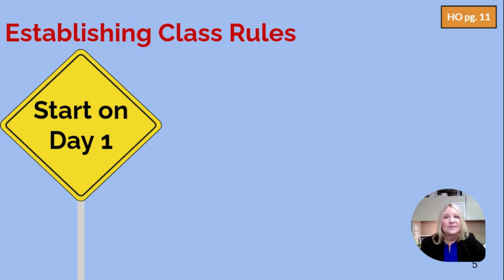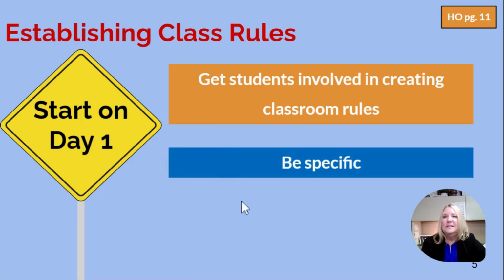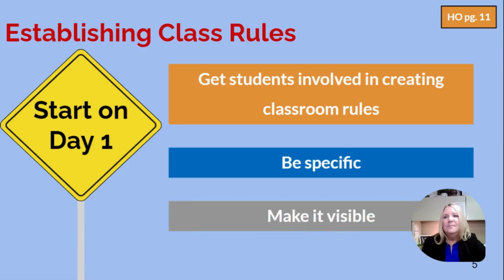So to establish those classroom rules, we have to think about that and get started on the very first day. And we want our students to get involved in helping us create those classroom rules. When we collaborate with our students, it shows them that we value them and we're giving them a voice. And it becomes meaningful, and they're vested in the environment in our classroom. We want our rules to be specific, so they're very clear. Students have a very clear understanding of those expectations, and then make it visible for the students.